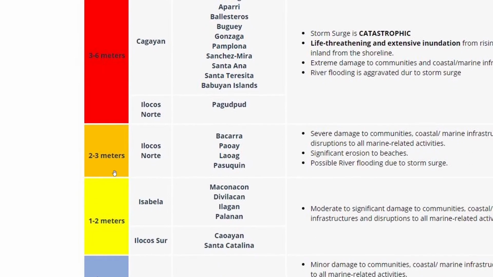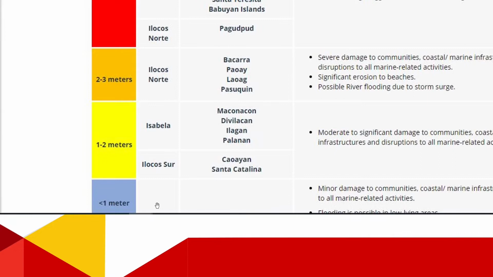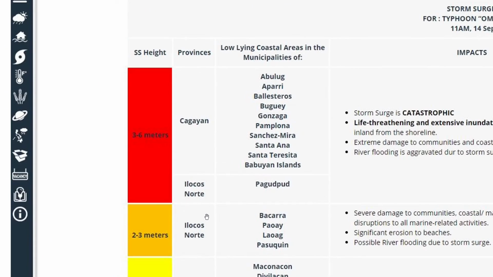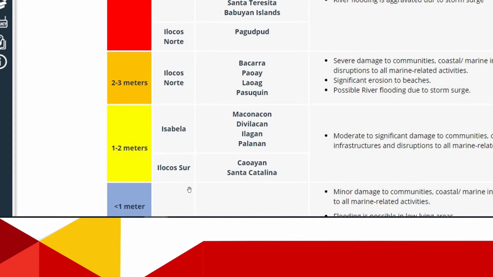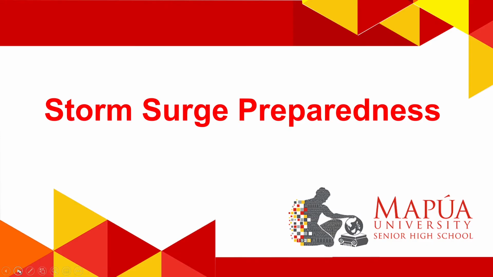There's a height of 2 to 3 meters in Ilocos Norte, in Bacara, Paway, Lawag, and Pasuquin. 1 to 2 meters in Isabela, Ilocos Sur, and so on. And there are no included municipalities or provinces in the first level. At this point, Pag-asa summarizes the impact of the storm surge itself by including areas or provinces that have their corresponding storm surge height. Which brings us to our next topic on storm surge preparedness.